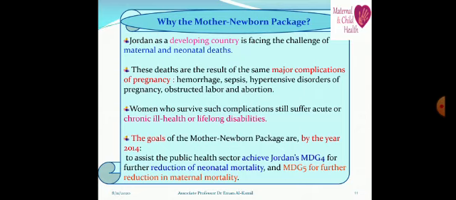Women who survive such complications during pregnancy still suffer acute or chronic ill health or lifelong disability. There are some complications which occur during pregnancy or during labor, which may result in chronic complications. For example, some women develop anemia or hypertension during pregnancy. As I mentioned, some women persist in having this hypertension, or some women may develop gestational diabetes. They are not diabetic, but they develop diabetes, so they need special care in order to prevent any complication.